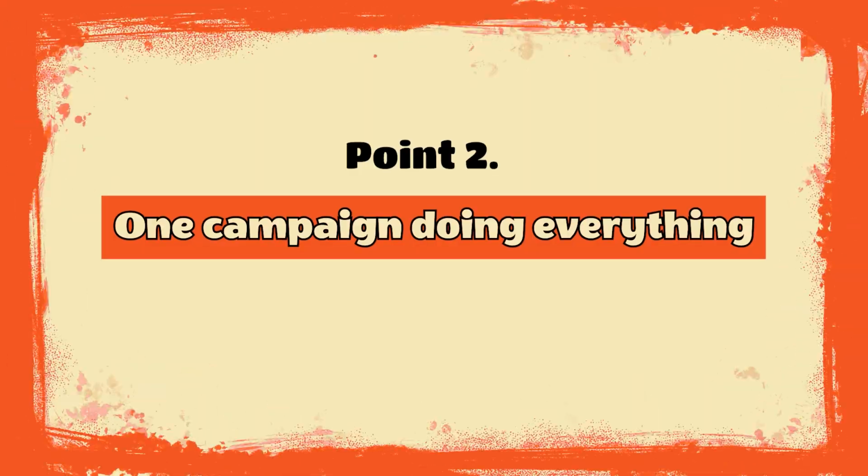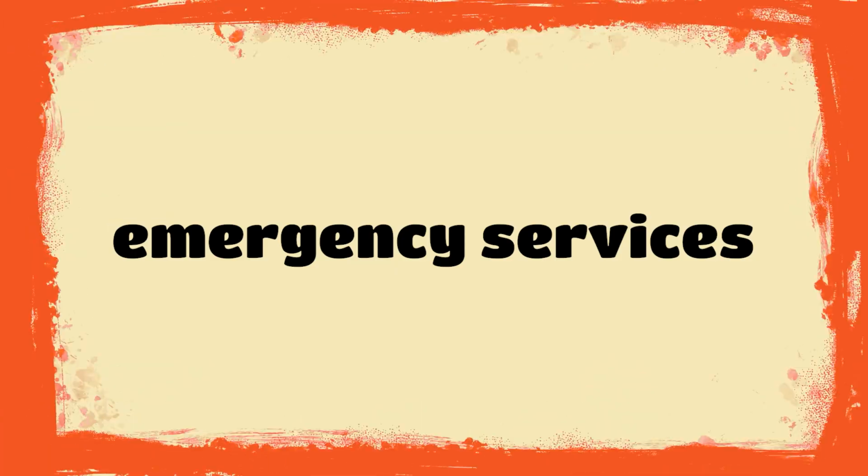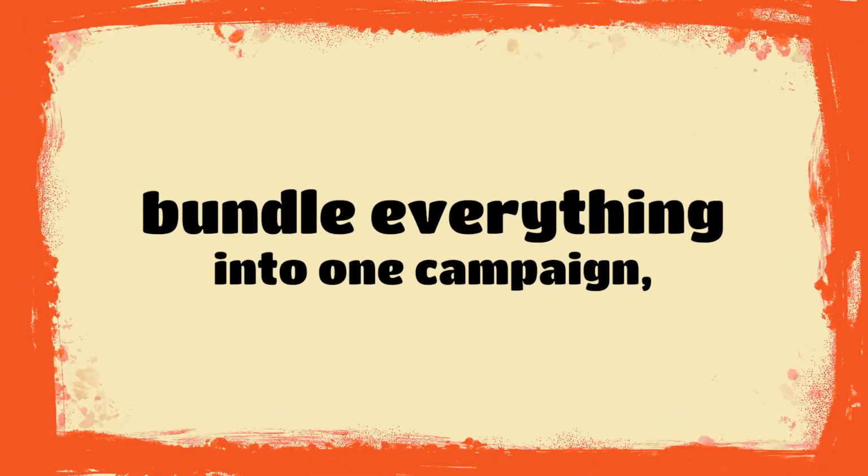The second one is one campaign doing everything. What I mean by that is a very common issue that we see. What a lot of agencies do to make their life easy, not yours, is they bundle everything into one campaign, so they only have to manage one campaign. You could have a brand campaign whereby you want your company name to be known, or you could have a campaign whereby you're offering emergency services, or it could be that you've got a product or a service that you're selling on a regular basis or you want to promote. But what companies do is bundle everything into one campaign, and that's what they report on.